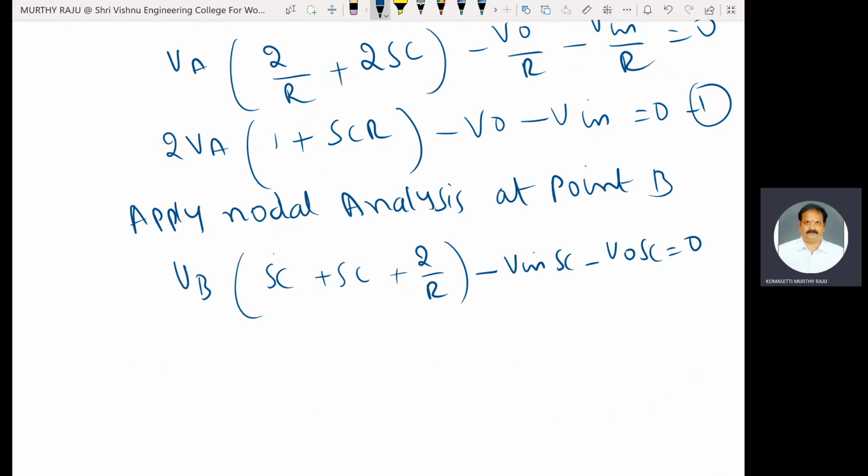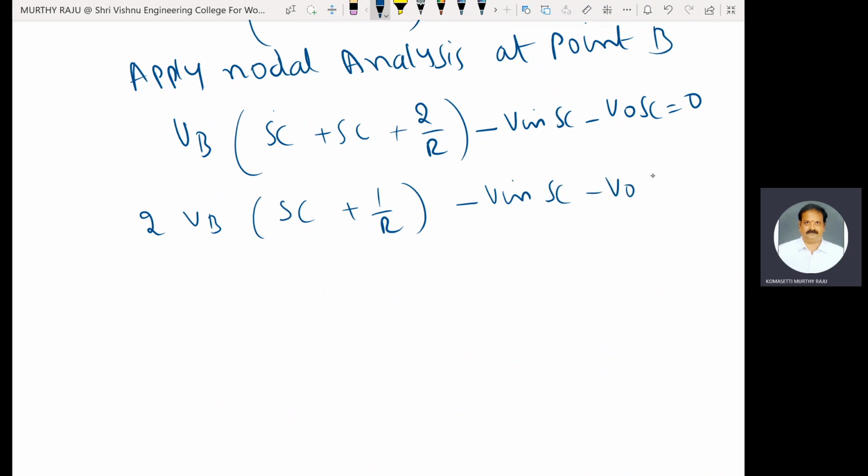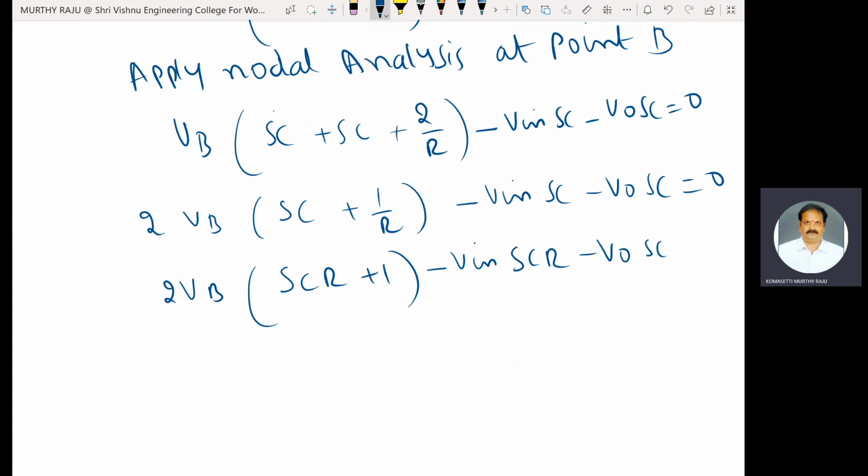Simplify this one. VB into 2SC plus 2 by R. 2 is a common term: SC plus 1 by R, minus Vin SC, minus V0 SC is equal to 0. Here 2 VB into SCR plus 1, minus Vin SCR, minus V0 SCR is equal to 0. This one is equation number 2.